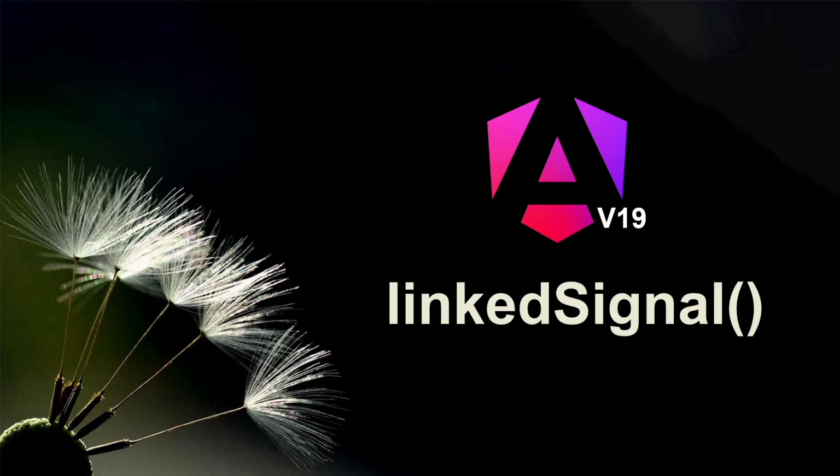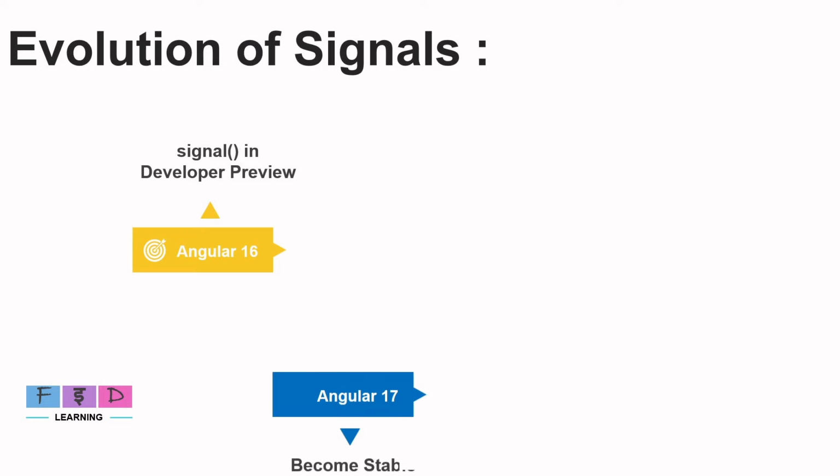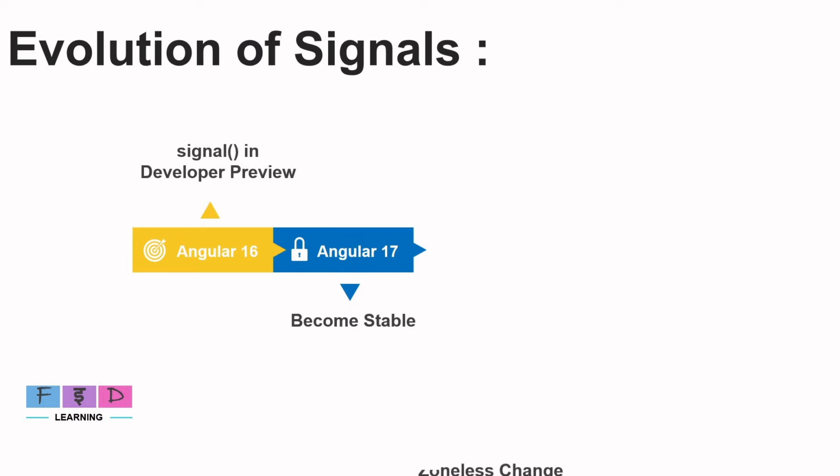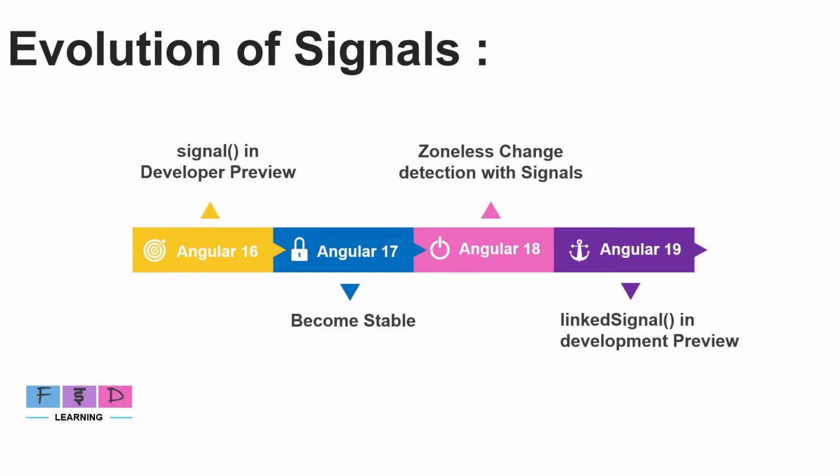Under the Signal API, the Angular team has released a linkedSignal function. So first, let's talk about the evolution of signals. Signals were first introduced in Angular 16 in developer preview, but support for many features was limited. For example, signals could not be used as inputs to components. Next, signals became stable in Angular 17, and Angular 18 further improved signal stability. Additionally, it introduced zoneless change detection with signals, offering a more effective and lightweight approach to detecting changes. And Angular 19 introduced a new concept in developer preview called linkedSignal.